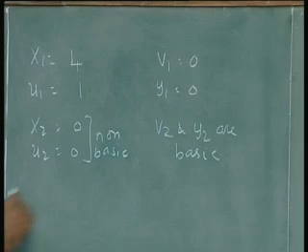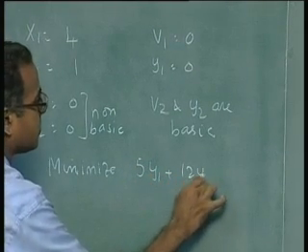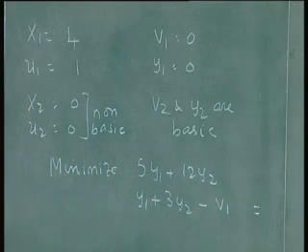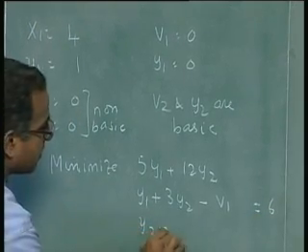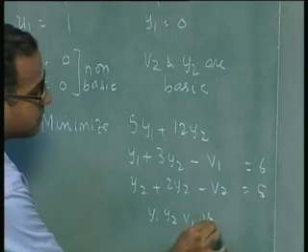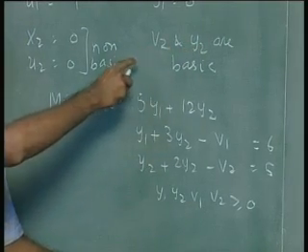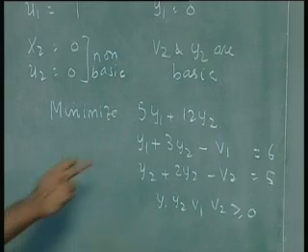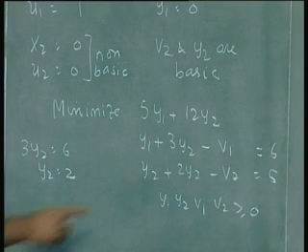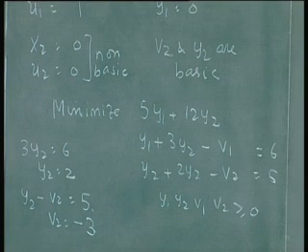Now rewriting the dual for this problem, dual is to minimize 5y1 plus 12y2 subject to y1 plus 3y2 minus v1 equal to 6, y1 plus 2y2 minus v2 equal to 5, y1, y2, v1, v2 greater than or equal to 0. Now when we apply complementary slackness to this, we have to solve for v2 and y2, which are the basic variables. So this solution will become 3y2 equal to 6, from which y2 equal to 2, and from here we have 2y2 minus v2 equal to 5, from which v2 equal to minus 3.